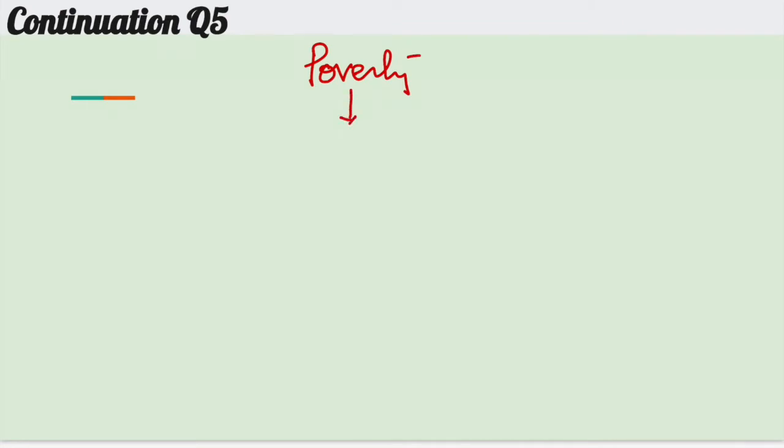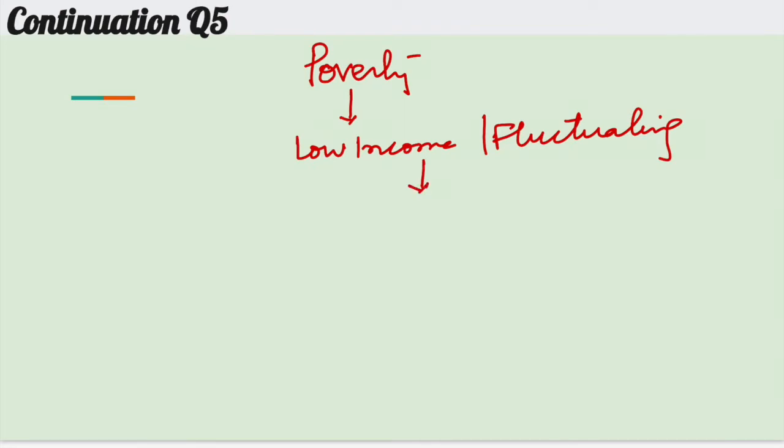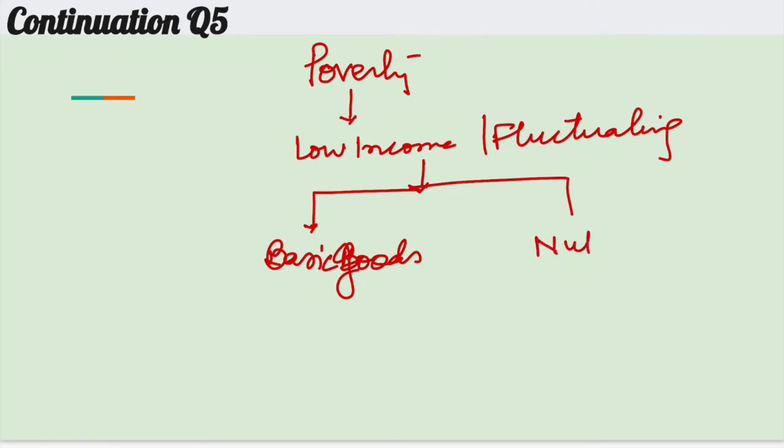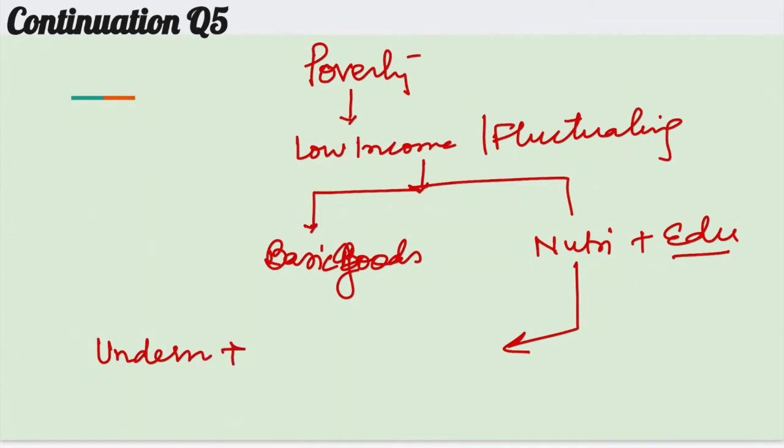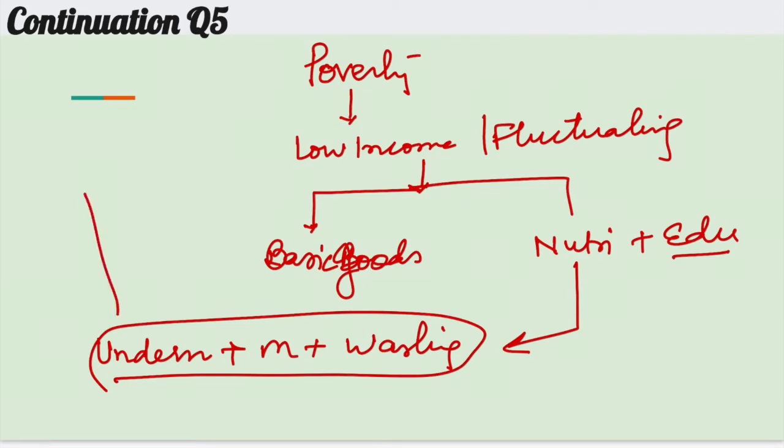Now, how to establish the link? Poverty. What is the consequence of poverty? Low income or fluctuating income. What is the consequence of low income and fluctuating income? That you will invest only in basic goods. You will not invest in nutritious food and education of your children. If you are not investing in nutritious food, then basically you are moving towards undernourishment, malnutrition, and wasting.